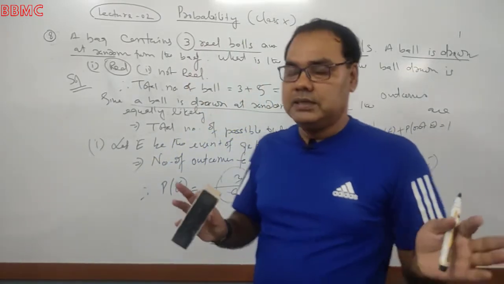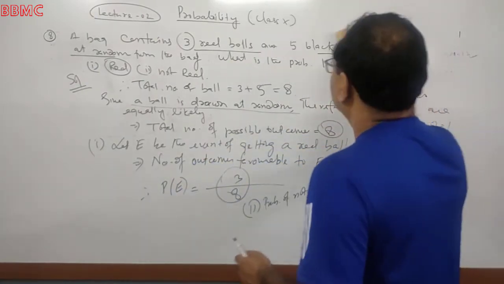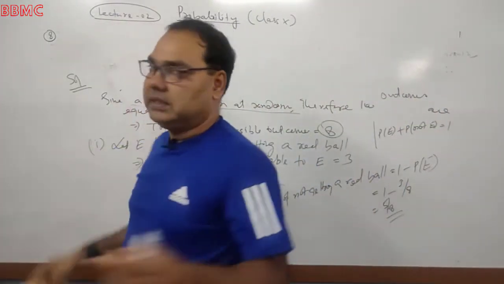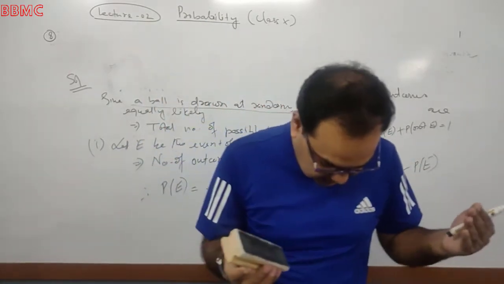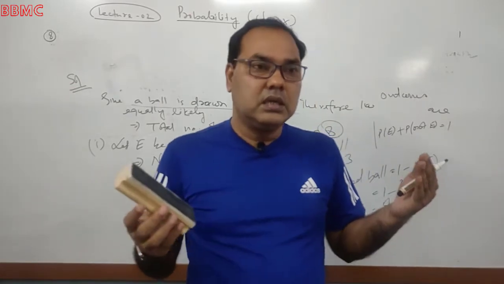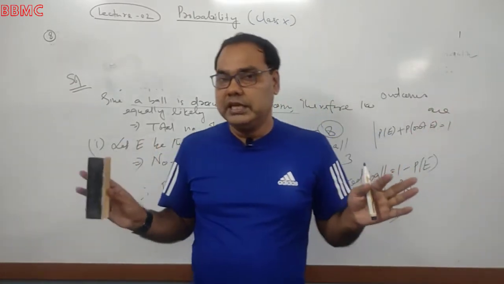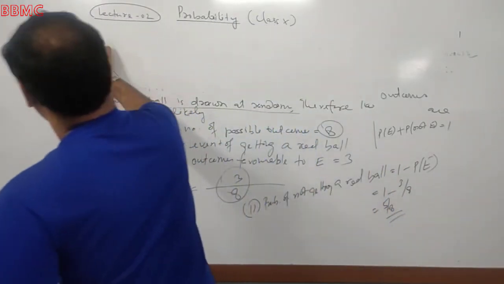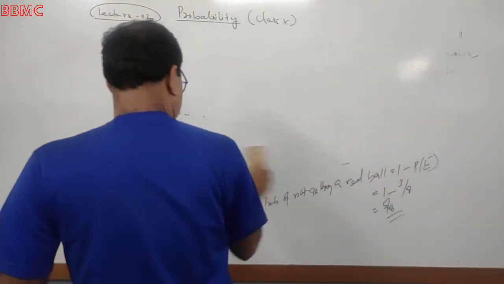Let us take another problem. This, I have already told you in definition that this chapter belongs, the outcomes are equally likely. In all problems, you will see the outcomes are equally likely. So let's go to problem number 9.